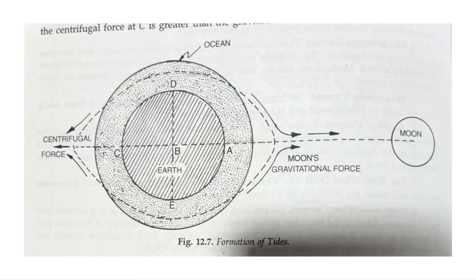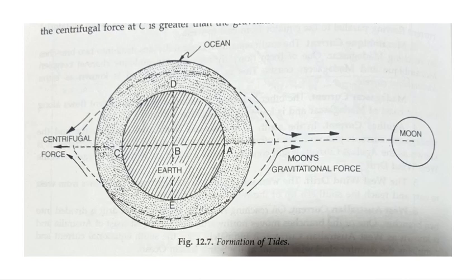Obviously, because point A is facing the moon, because of the gravitational force of the moon there is a high tide. Now the gravitational force of the moon goes on decreasing as we move from A towards B, and it will be the least at C. But if you notice, C also has a high tide.